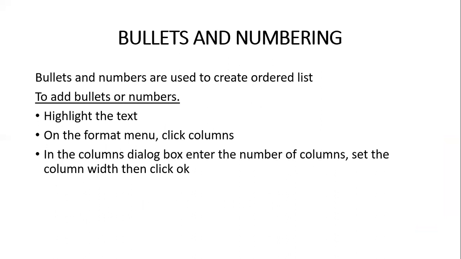Bullets and numbering. These are used to create ordered lists. Now to create these, simply highlight the text, then on the format menu, click columns. Then in the columns dialog box, enter the number of columns, then set the column width, then click OK.